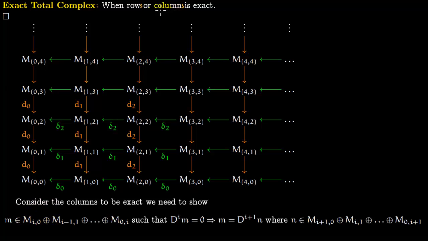We will just do the proof for columns, and you can just copy that proof for rows, because for either rows or columns we have to show this. So we focus on columns. Consider the columns: if the columns are exact, we need to show this.